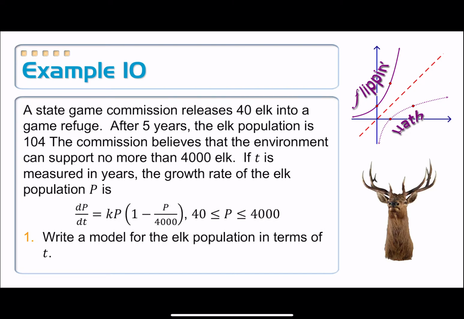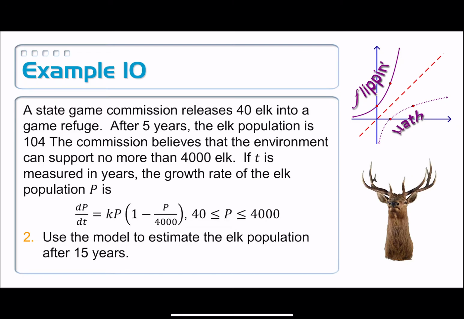That population interval makes sense because the initial population was 40, and then they said that the carrying capacity should be 4,000. Number 1, write a model for the elk population in terms of t. We'll have to do something similar to what we did on example 9. We'll have to turn that logistic differential equation into its logistic equation and do some algebra on it. On number 2, use the model to estimate the elk population after 15 years. Very simple, just plug in 15 when we're done.